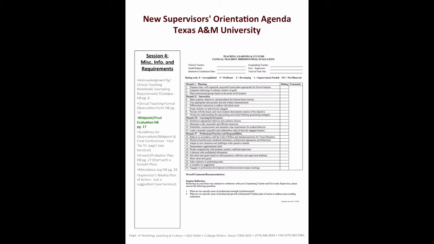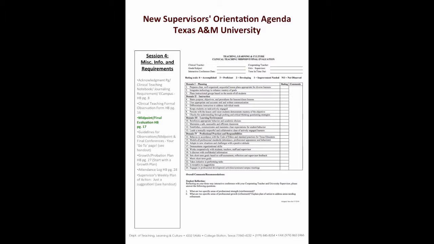At the midpoint and again at the final conference, you will meet with the cooperating teacher first for approximately 10 minutes to compare numbers on your completed evaluation forms. The numbers may or may not be the same. As long as the numbers are consecutive, all's well. In other words, a 2 and a 3 or a 3 and a 4 would be fine.